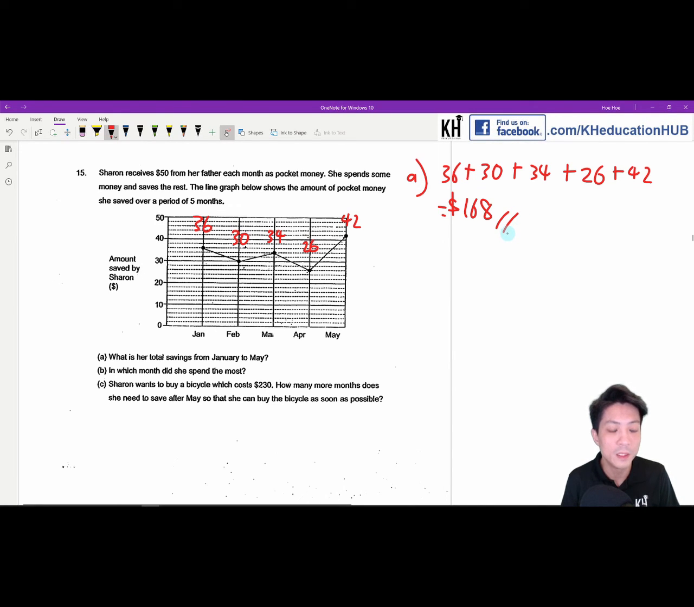Okay, part B, in which month did she spend the most? Okay, if she spent the most, she will save the least. So it will be in April, the month that she saved the least. So she will spend the most.